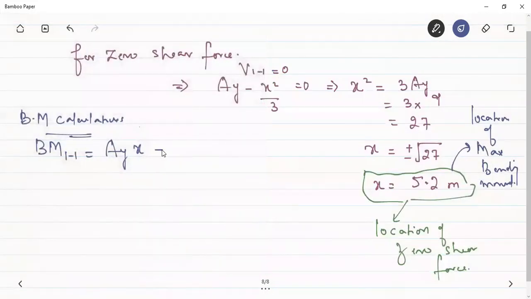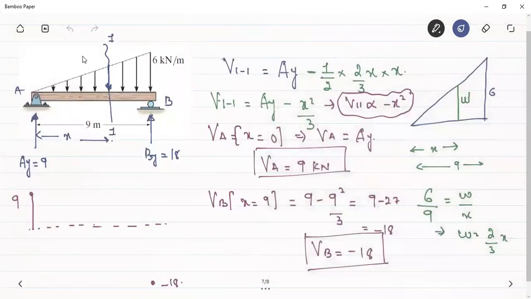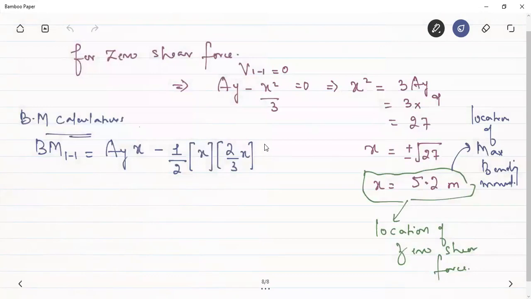Therefore, it will be equal to minus, the load is equal to 1/2, base was x, the height of this triangle was 2/3 x, and the moment arm will be equal to, see here, this UVL for the small triangle will act at a distance of x/3. So if this is 2/3 x, then this load will act at a distance of x/3, because it will act at the centroid of this small right angled triangle.